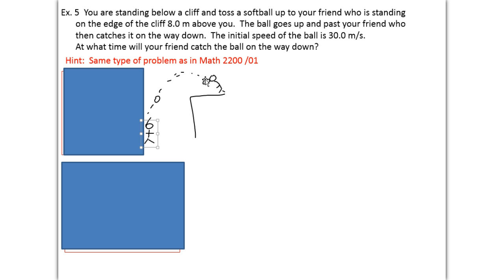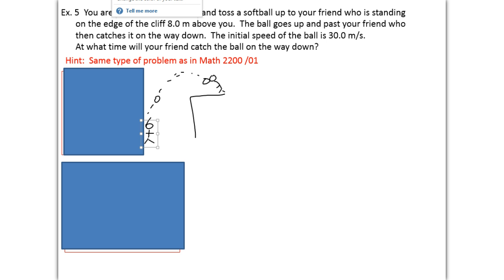So you're tossing the ball up, and as we said last class, any type of motion like this is parabolic motion. When you throw an object, it will go up and come back down, and always make this parabola or curve shape. And again, that's covered in math 2200 or 2201. The ball goes up past your friend, who then catches it on the way down, and that's an important piece of information to remember there. That's going to come up soon.